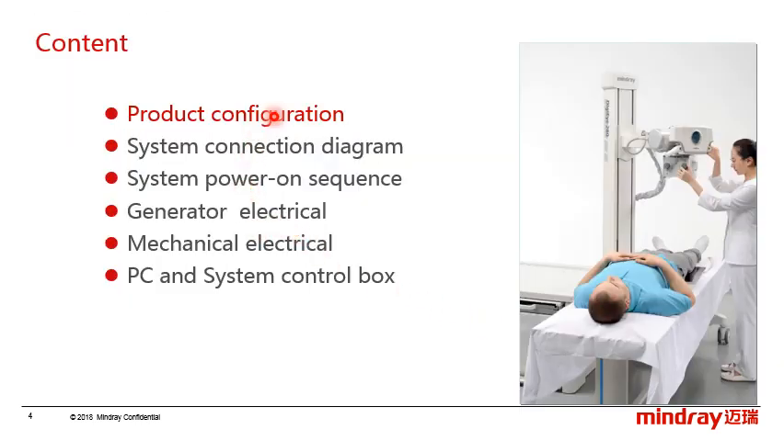This course consists of 6 parts. Product configuration mainly introduces the configuration such as the tube, detector, etc. The system connection diagram is about the electrical connection of the whole system, like the power connection, the ground and signal connection. The next one is the power on sequence. The generator and mechanical electrical will be introduced in more detail about the connection. And the last part is about the PC and system control.